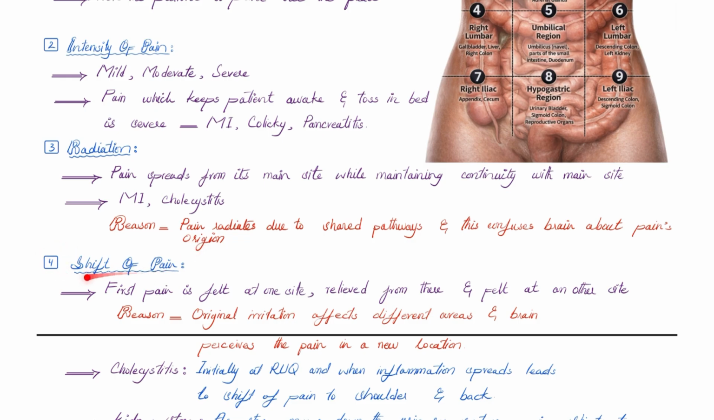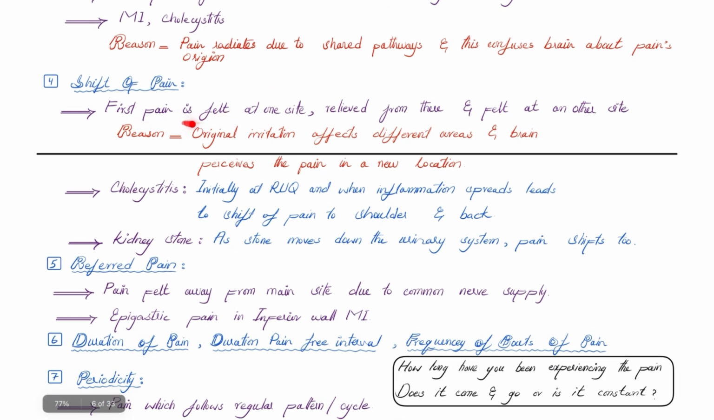Fourth is shift of pain. First, pain is felt at one site, and relief from that is followed by pain felt at another site. Why does the patient have shift of pain? Because the original irritation affects different areas and the brain perceives pain in a new location. For example, in cholecystitis, initially pain is at the right upper quadrant, and when inflammation spreads, it leads to shift of pain to the shoulder and back. However, there can be mild discomfort at the right upper quadrant, but very severe and unbearable pain at the shoulder and back. Kidney stone: as the stone moves down the urinary system, pain shifts too.